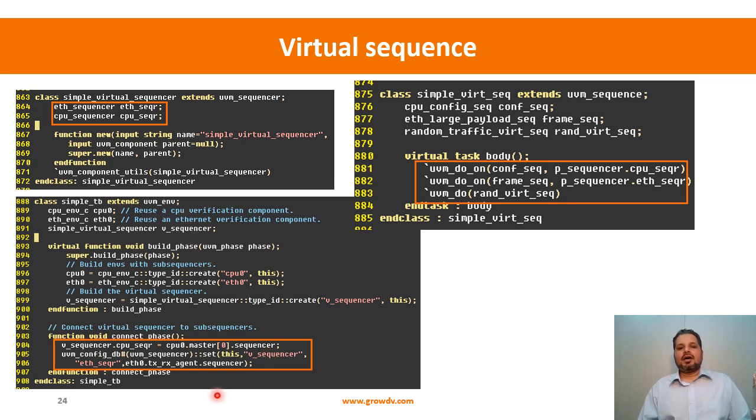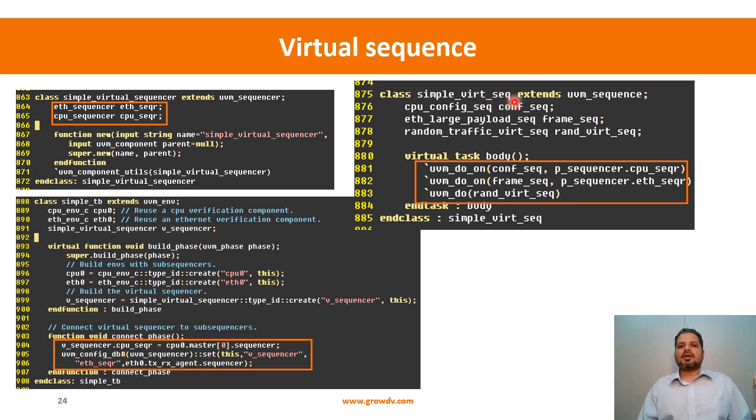So this way we did two steps so far. First step, we created the virtual sequencer within which we declared the individual sequencer handles, and then in the connect phase we connected those individual handles to the corresponding sequencers from the low level environments, which actually execute the corresponding sequence items. Now let's write a simple virtual sequence.